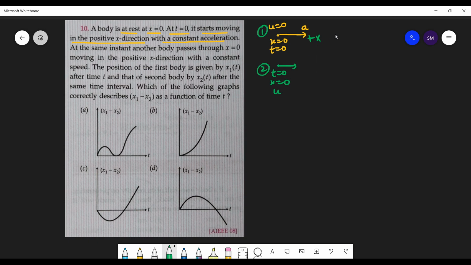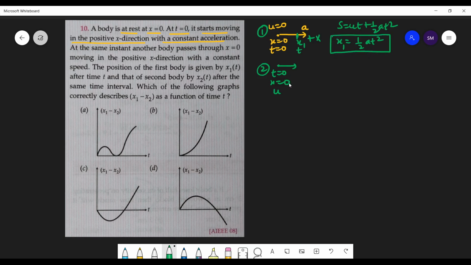So what will be the formula? s is equal to ut plus half at square. So what's the formula for this? x equals to, so at any point at time t, this position will be x1 and its position will be x2. So x1 is equal to half at square. Agreed?